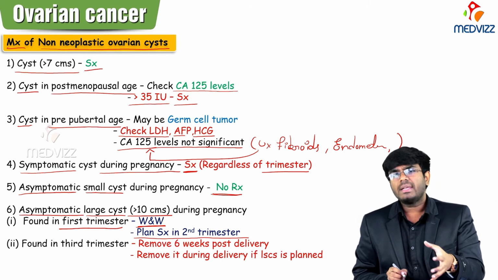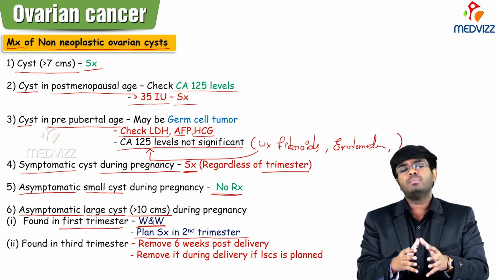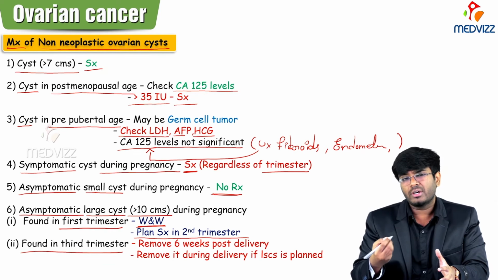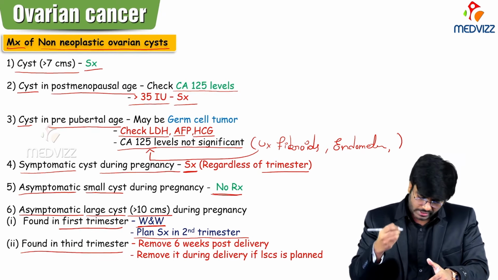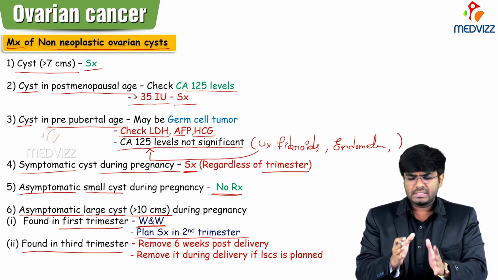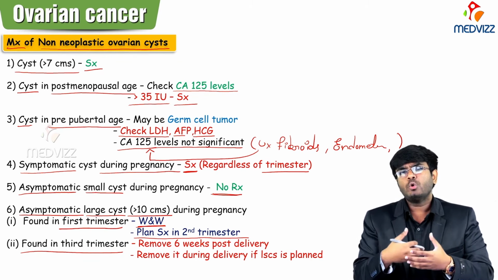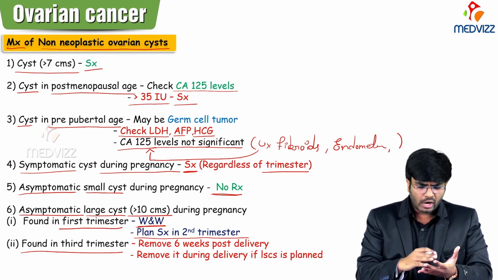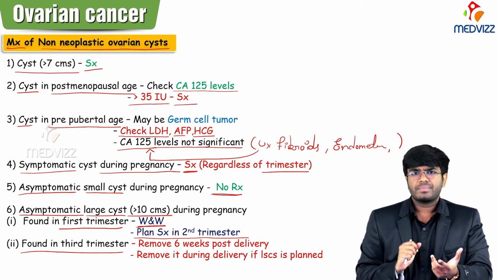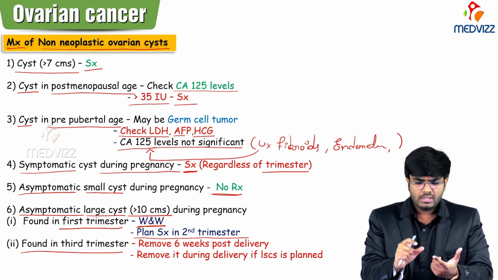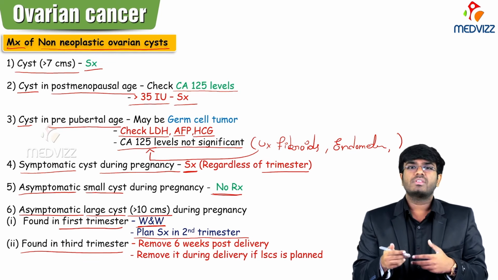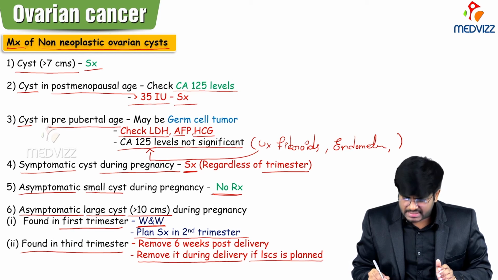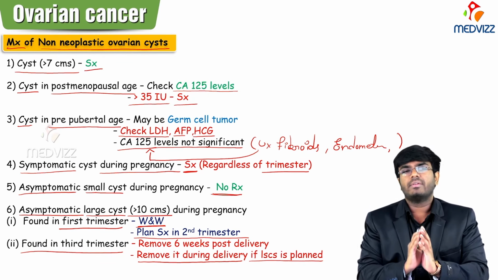Okay, well and good. What if you have seen this large asymptomatic cyst in the third trimester? What you have to do? Now here, this is already the third trimester. If you are planning to go for a cesarean section, then while doing the cesarean section, after the delivery of the baby, even remove this cyst. If you are planning for the cesarean section, remove the cyst also at the time of cesarean section. So remove it during delivery if LSCS is planned. If you have planned this, remove it along with the delivery.